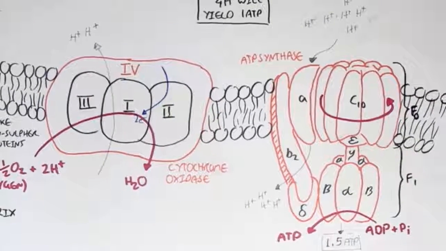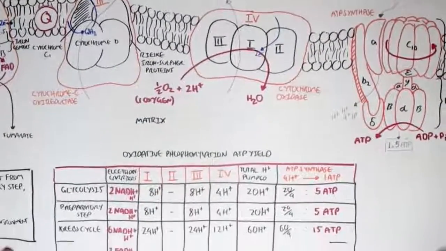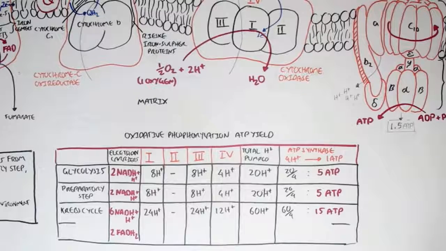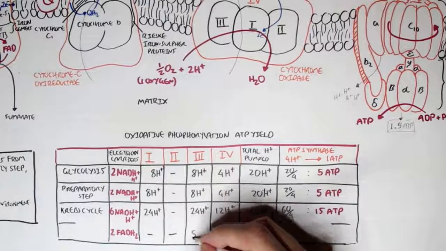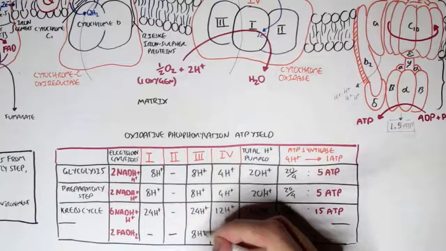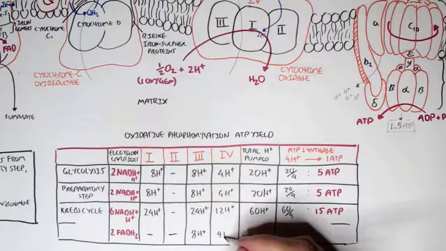And so as you can see, FADH will only produce 1 less ATP than NADH would because FADH does not pass through complex 1. And so if we go back to our previous table of our ATP yield, we look at the 2 FADHs and look at how many hydrogen ions it will pump. At complex 1, it does not go through it, so it doesn't pump any hydrogen ions. Complex 2, it doesn't pump any hydrogen ions. Complex 3, it will pump out 4 hydrogen ions each, giving a total of 8 hydrogen ions.